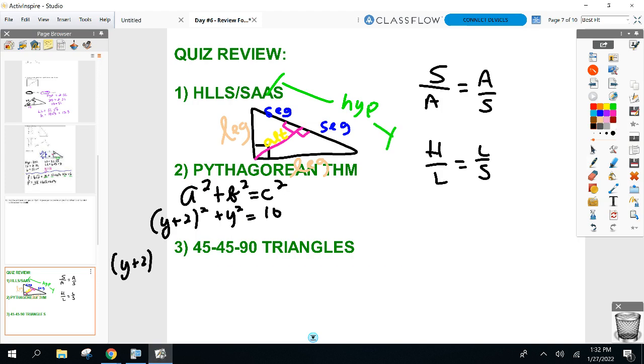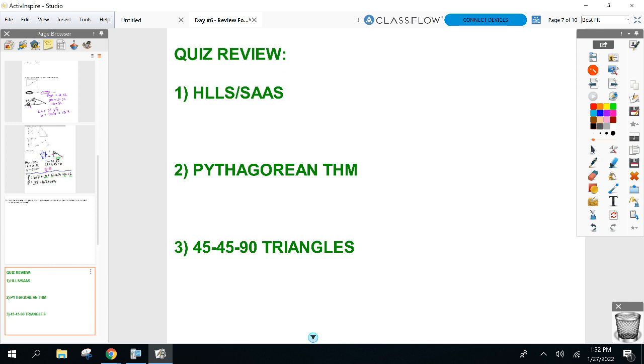Y plus 2 off to the side. You guys do y plus 2 times y plus 2 and get after it. Okay? All good? I got to clear that out. Here's what else I'm going to have to do Pythag for tomorrow.